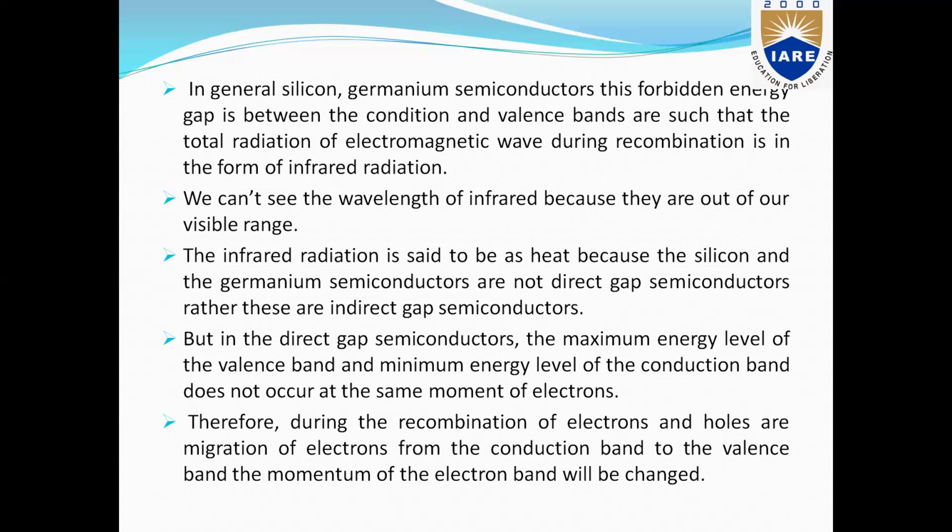But in direct gap semiconductors, the maximum energy level of the valence band and the minimum energy level of the conduction band occur at the same momentum of electrons. Therefore, during the recombination of the electrons and holes, that is the migration of the electrons from the conduction band to the valence band, the momentum of the electrons will not be changed.